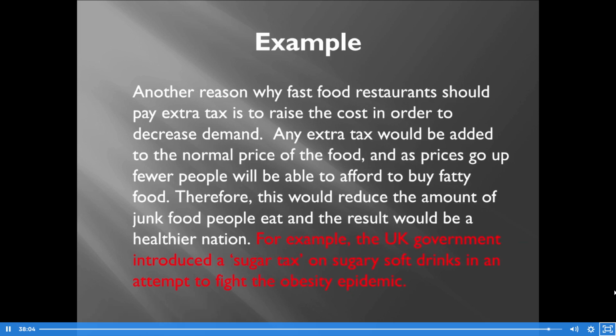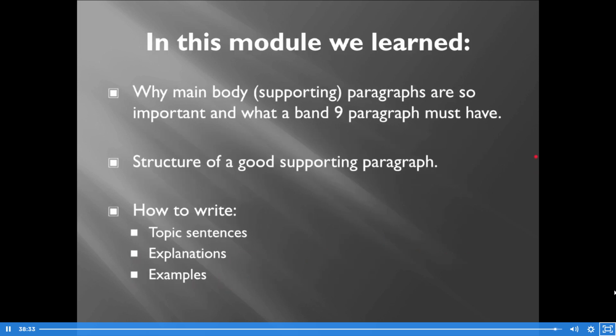Why? Because it's true. When this was introduced a couple of years ago, it was very controversial. It was in the news all the time. The prices of like Coke and Pepsi and lemonade and all those things increased, and people still talk about it. Everyone knows about this. So this is an example of just a true example, a real example that can be used to provide evidence.